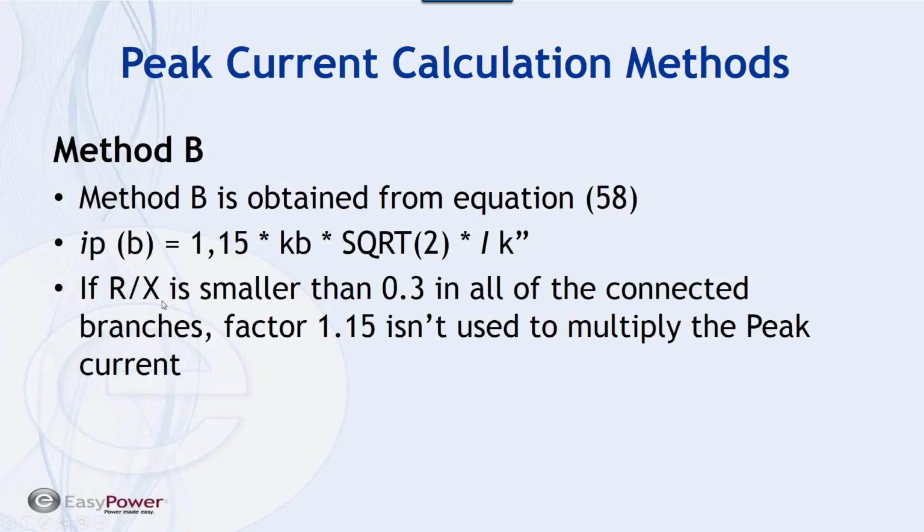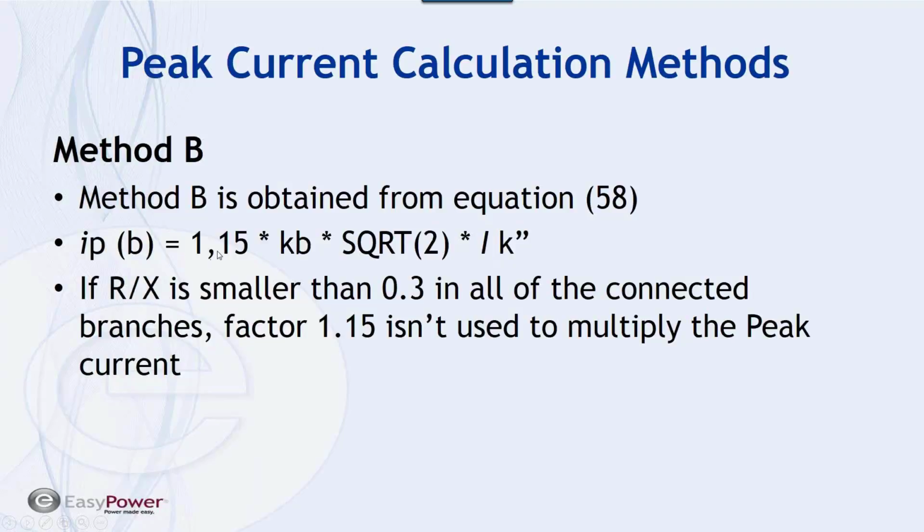If R over X, and not X over R, if R over X is smaller than 0.3 in all of the connected branches, factor 1.15 isn't used to multiply the peak current. Okay, what it means: this is the formula to calculate the peak method B in IEC. This is our famous initial current. This is a square root of 2. This is a factor IEC defines, and this is a 1.15.